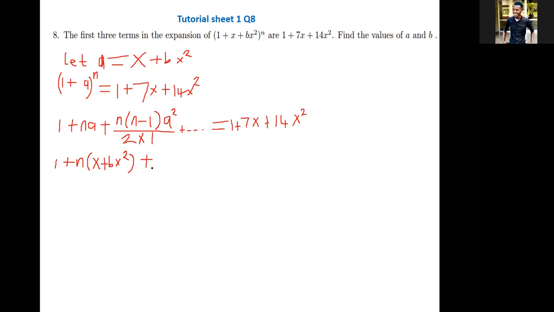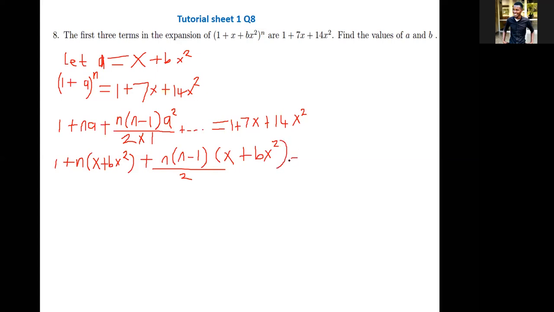So n plus nx plus bx squared, and then plus, you write that n minus 1, then everything over 2. Then this a is raised to power 2. And I know my a is nothing but x plus bx squared. So while this a, I'm putting x plus bx squared.